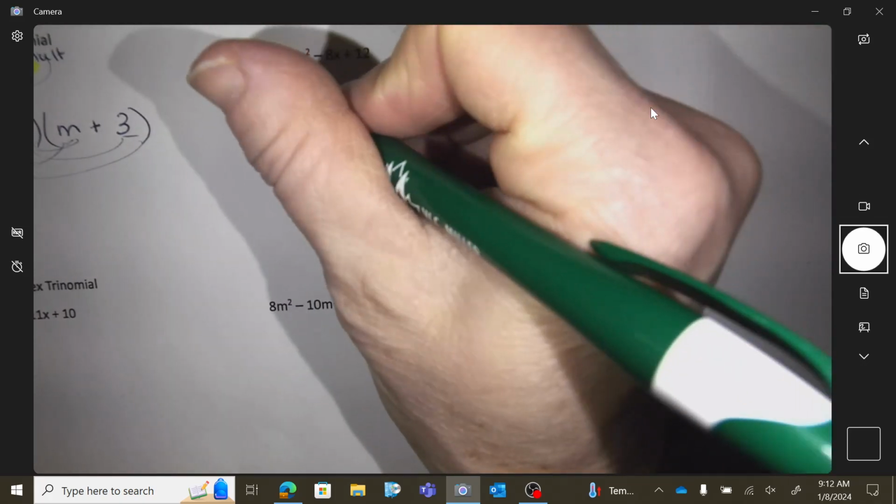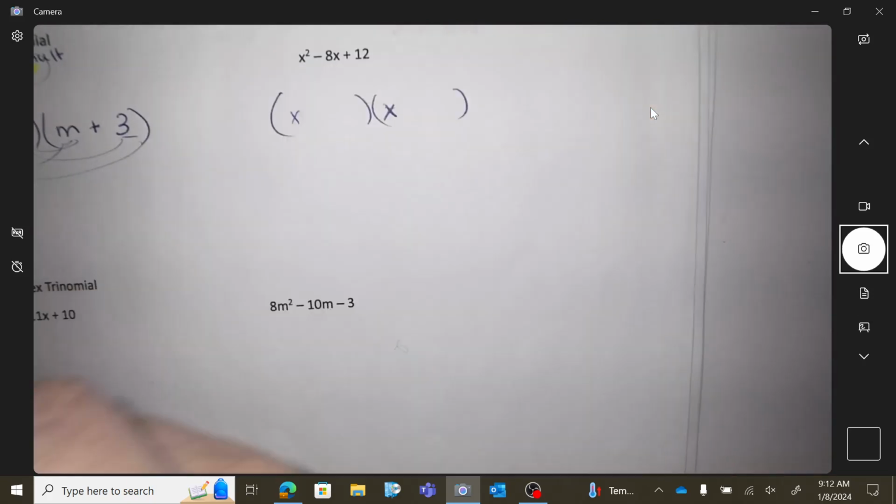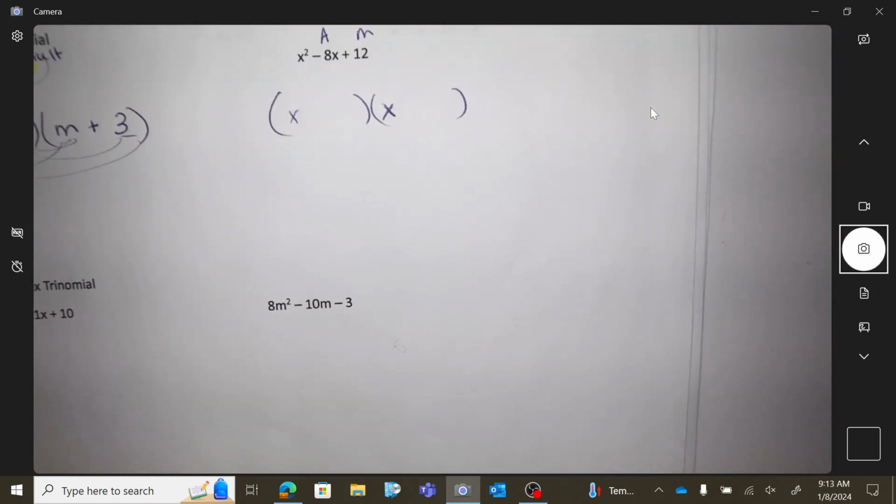Okay, so the next one, 2 brackets with an x and an x to get x squared. So you have to multiply to positive 12 and add to negative 8. So can you think of two numbers that would do that? Think about your signs. If it's a multiply to a positive, I already know both signs are the same. And then to add to negative, I'm going to have a negative and a negative.